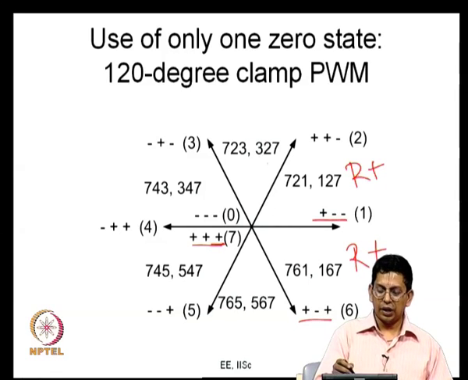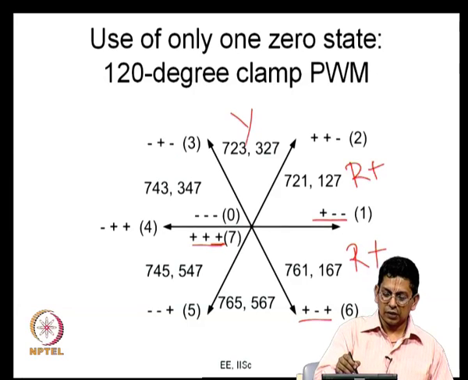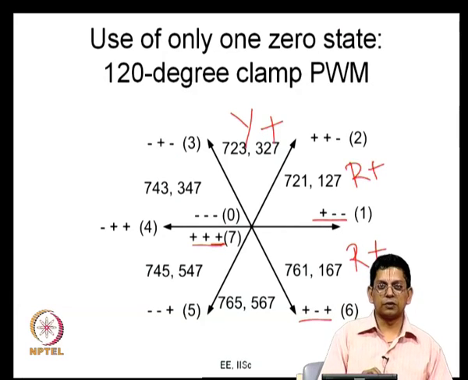Let us go to the next sector, 7 2 3. 7 meaning plus plus plus, 2 meaning plus plus minus and 3 is minus plus minus. Here you find that Y phase is clamped to the positive bus. See, this is Y phase clamped to the positive bus in every subcycle in sector 2. And how about sector 3?